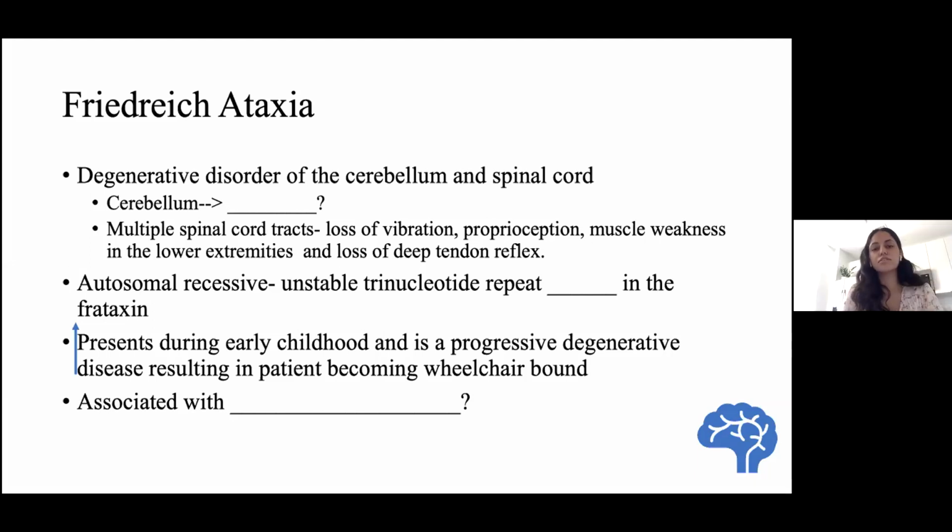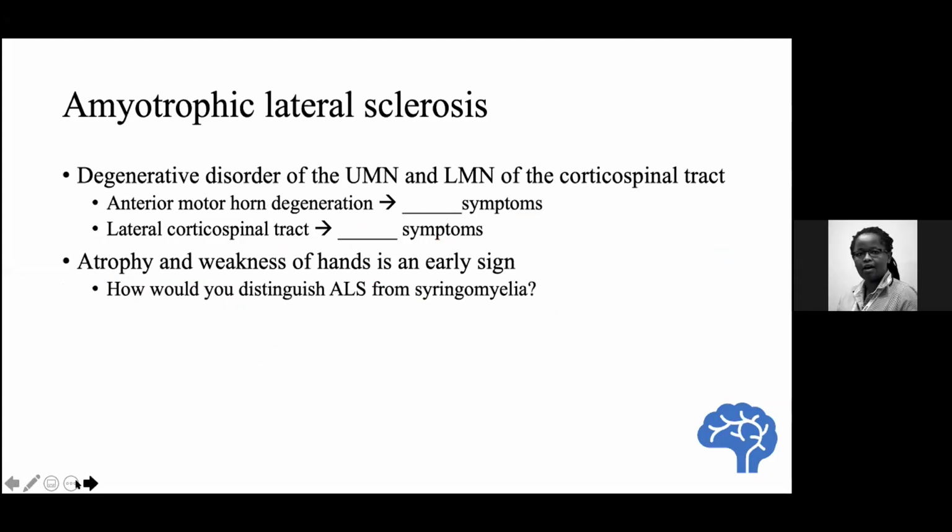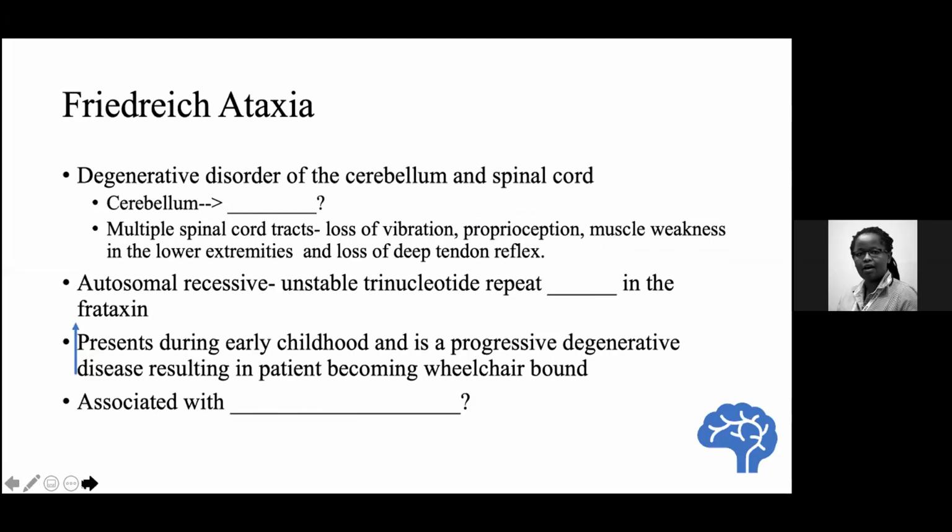This is an autosomal recessive disease, and it's due to an unstable trinucleotide repeat in the frataxin gene. Do you guys remember what those trinucleotide repeats are? Going back to the genetics. GAA? Yes, perfect.